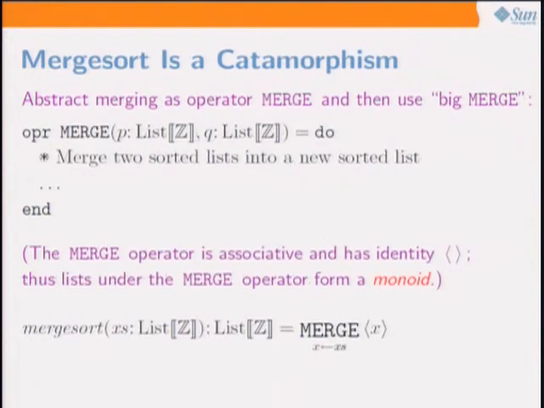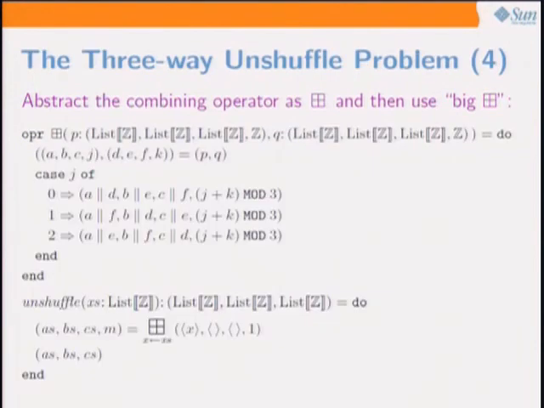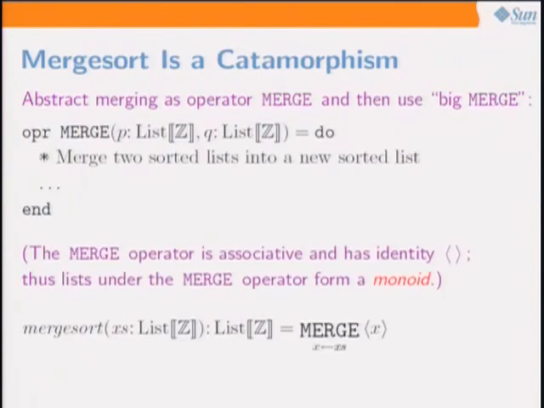Okay, now I'd like to take a look at merge sort. I'm going to show you this slide, back up a slide. We abstracted the combining operator for unshuffle as box plus and then used a big box plus. Similarly, for the merge sort problem, we can abstract merging of 2 sorted lists as an operator I will call merge, instead of choosing a symbol, and then use big merge.